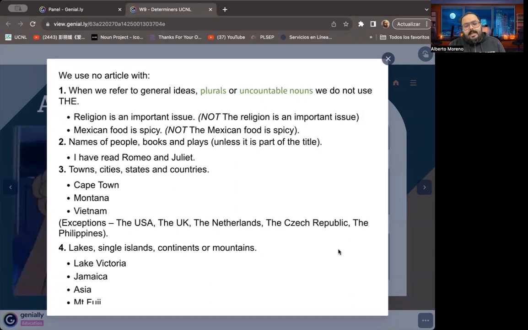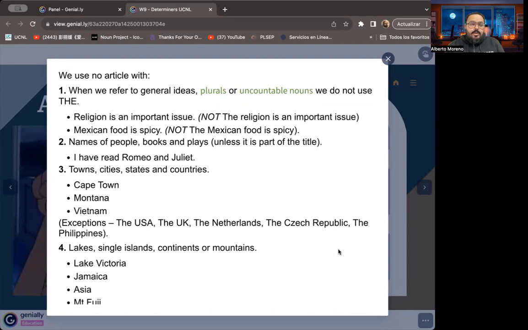Como tercer punto, no se utilizan los artículos ni definido ni indefinido con los nombres de ciudades, pueblos, estados o países. Ejemplo, Cape Town, Montana, Vietnam. ¿Hay excepciones? Sí. ¿Cuáles son las excepciones? Los Estados Unidos, de USA, Reino Unido, de United Kingdom, Países Bajos, de Netherlands, República Checa, de Czech Republic, y las Filipinas, de Philippines. ¿Okay?